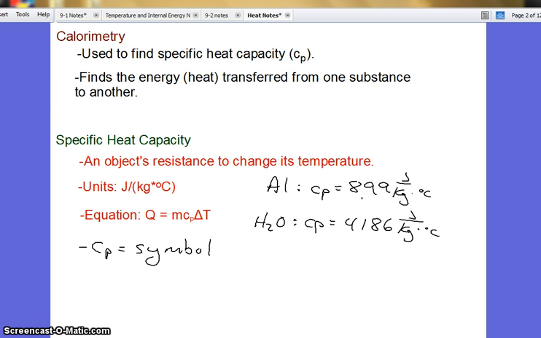However, the baked potato is a water-based object, and so the baked potato stays warm for a relatively long amount of time because it takes a lot of energy removed in order to bring it down to room temperature. So the differences here again, specific heat capacity is referring to an object's resistance to change that temperature.